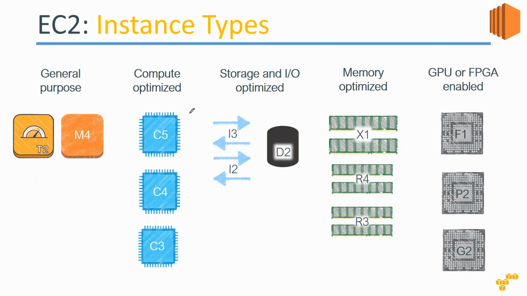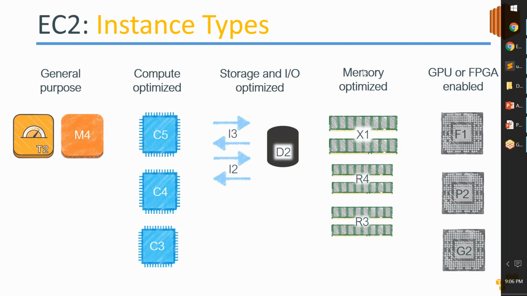We will understand in a short while what is the difference between a C4 and a C5. For now, when somebody says that I want a compute optimized instance, you need to think of C series. Likewise, storage and IO optimized ones are called as I3 and D2s. I3 is mainly IO optimized and D2 are disk optimized ones.